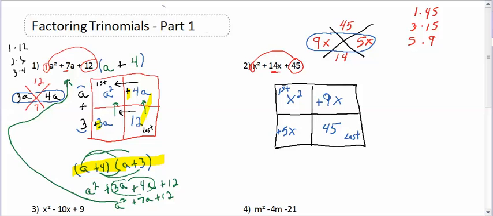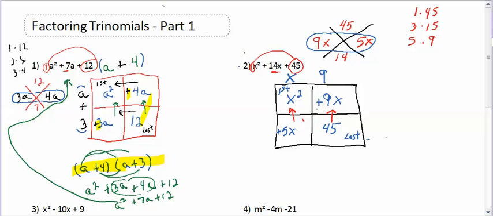Now I'm going to go back up and I'm going to take out what they have in common. And it doesn't matter where you start. We're going to go this way first. These two, what do those two have in common? They have in common an x. I have an x. What do these two have in common? The 9 and the 45 is a 9.